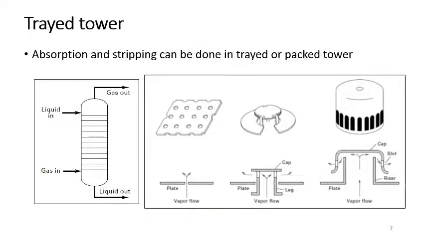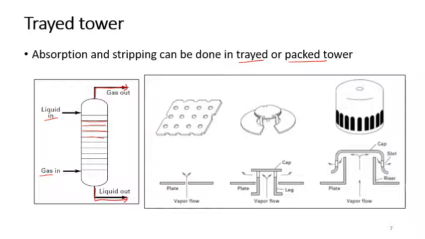As we have mentioned previously, absorption and stripping can be done in either a tray tower or a packed tower, essentially anything as long as it can provide sufficient mass transfer between the gas and the liquid phase. So this is an example of an absorption column, where the gas comes in from the bottom of the column, liquid comes in from the top, and the gas comes out at the top and the liquid out at the bottom.